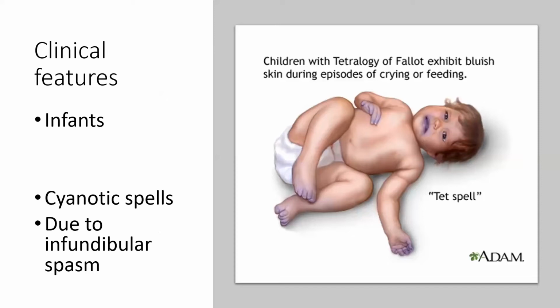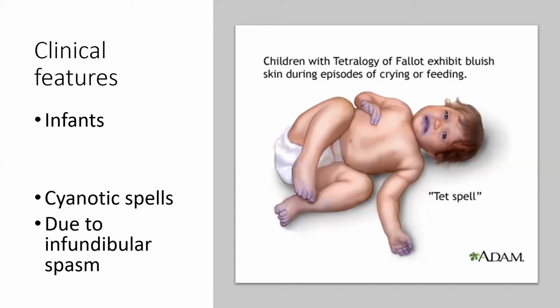Now, in infants, of course, we are adult physicians, but when we take a history of a patient with a tetralogy of Fallot, we always ask about what are called cyanotic spells. Now, what are these cyanotic spells? Suddenly the child, during episodes of feeding or crying, goes into a bluishness and goes into breathlessness. That is called a cyanotic spell.